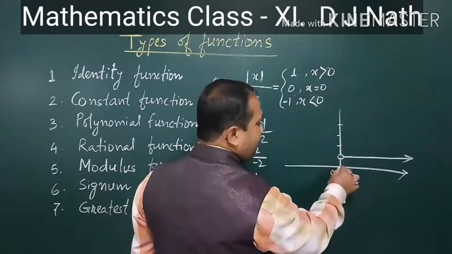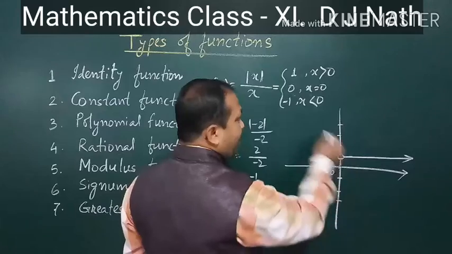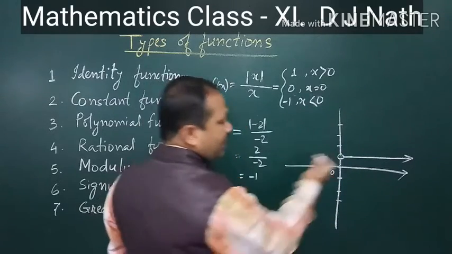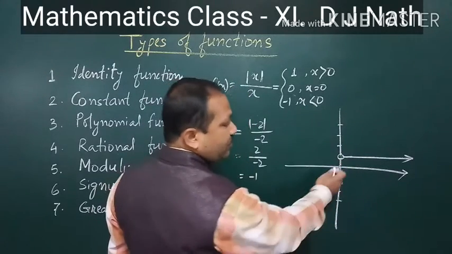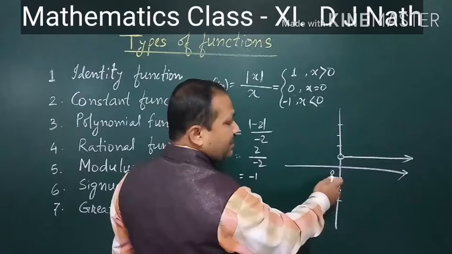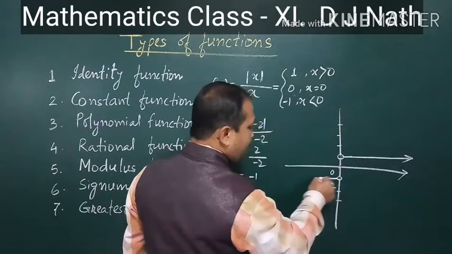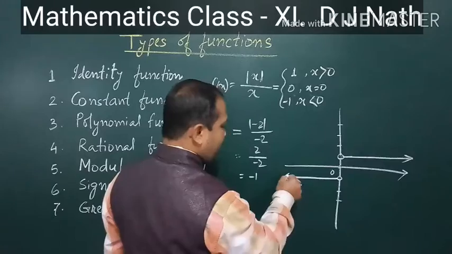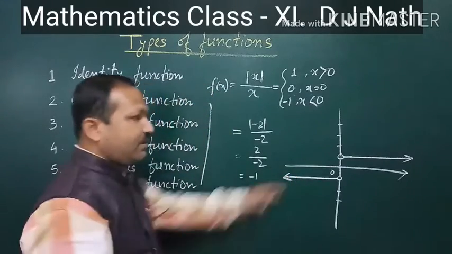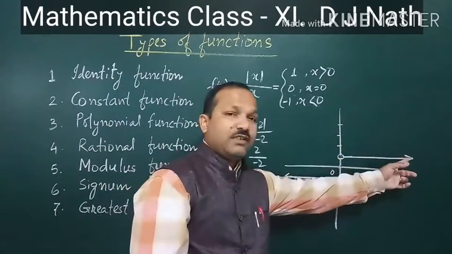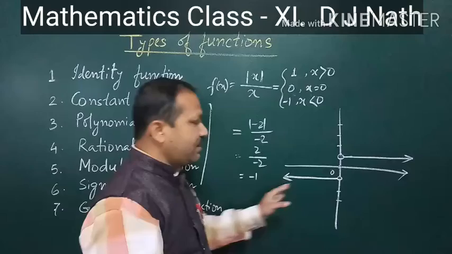If x is 0, it is 0 only. But if x is less than 0, then it is minus 1. So here also, what will happen? The graph will come this way. Okay? More than 0 it is 1 only, less than 0 it is minus 1.